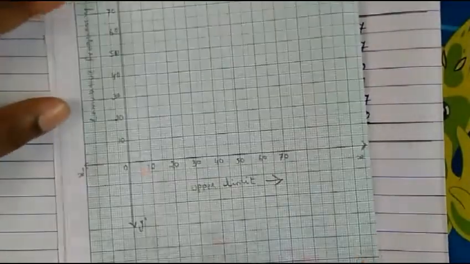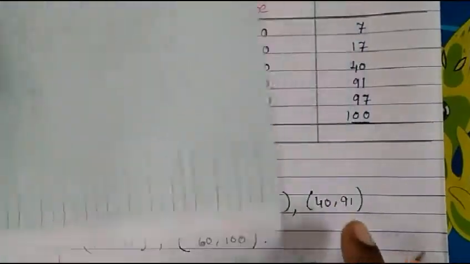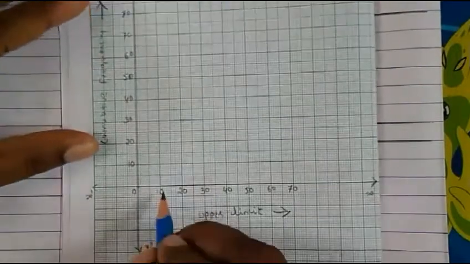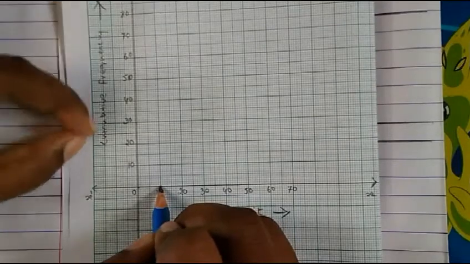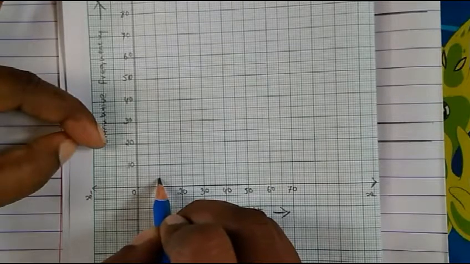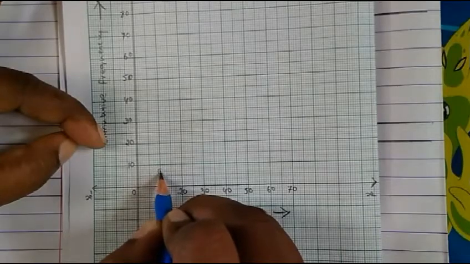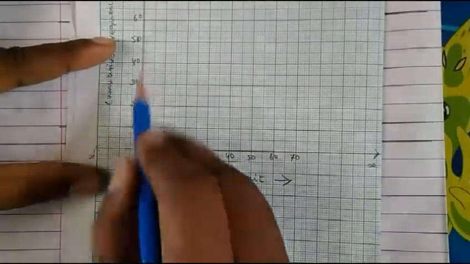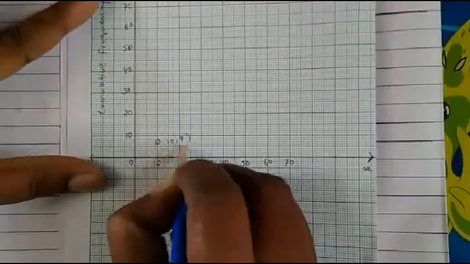0, 7. Sorry, it is 10, 7. So on the x-axis 10 is here, and on the y-axis 7 is 1, 2, 3, 4, 5, 6, 7. So 7 comes here. Okay, so this side it is 10 and in this direction it is 7. So this is 10 comma 7.